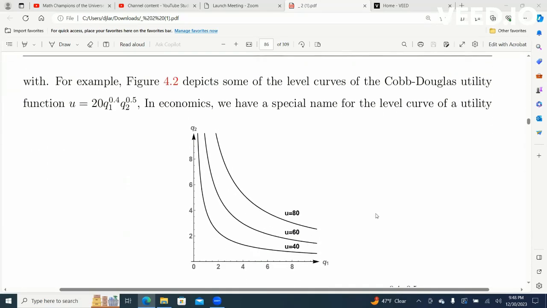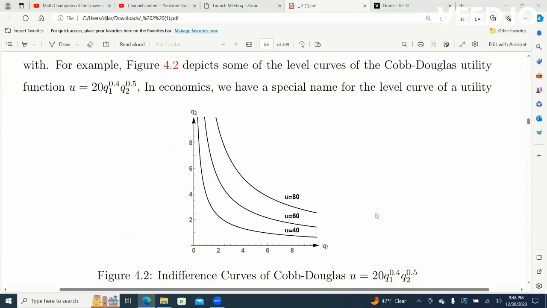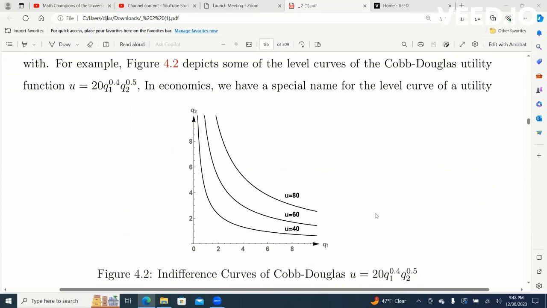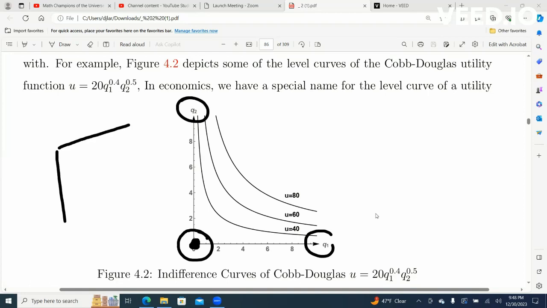For example, figure 4.2 depicts some level curves of the Cobb-Douglas utility function. So they give us the function and they show some of the level curves. If it's very obvious to us, that's good, but these are the simplest concepts. This is Q2, this is Q1. Straight out of the page, it's not a physics class, but in a calculus 3 class they sometimes do a little dot, meaning an arrow staring straight at us, but we don't need this either.